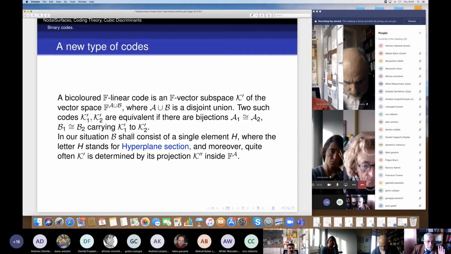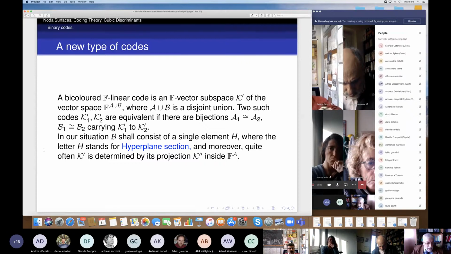And again, these are equivalent if there are bijections of A1 with A2 and B1 with B2 carrying the first code K prime 1 to the second. In my situation, B shall consist of a single element H. The letter H stands for hyperplane section, and moreover, often K prime is determined by its projection K double prime inside F of A. So sometimes one describes K prime, sometimes one describes K double prime.